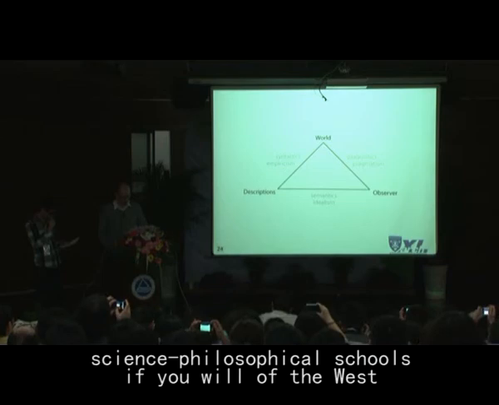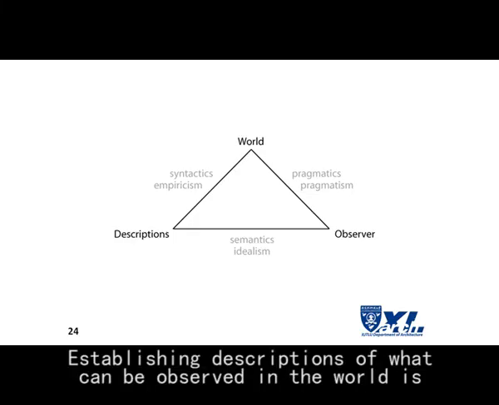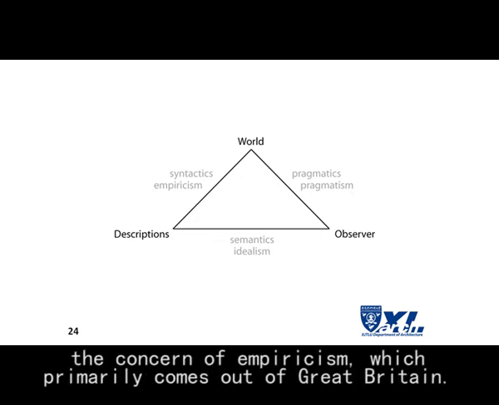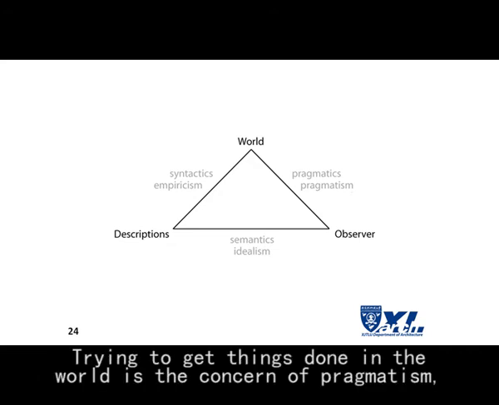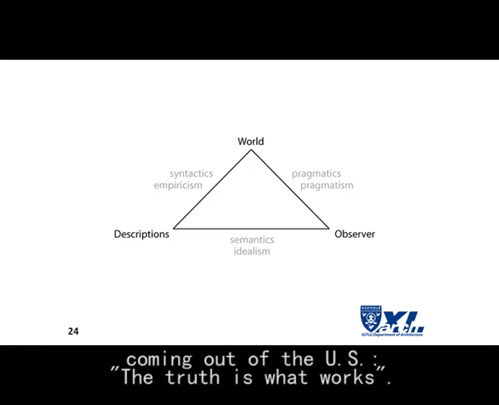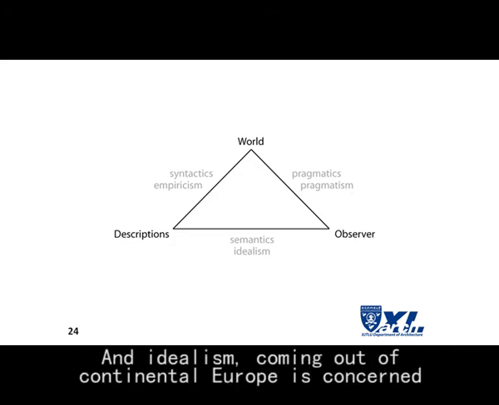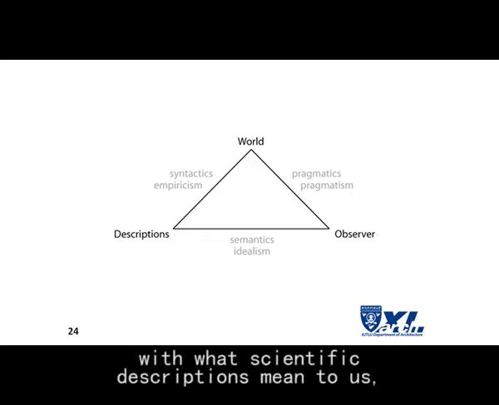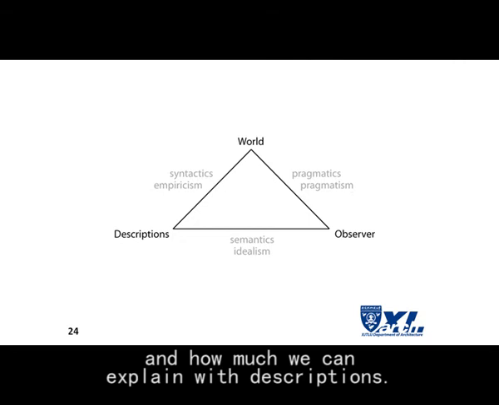Perhaps more interestingly, we can establish three major philosophical schools, if you will, of the West along the same edges. Establishing descriptions of what can be observed in the world are the concern of empiricism, which primarily comes out of Great Britain. Trying to get things done in the world is the concern of pragmatism, coming out of the US. True is what works. And idealism, coming out of continental Europe, is concerned with what scientific descriptions mean to us and how much we can explain with descriptions.